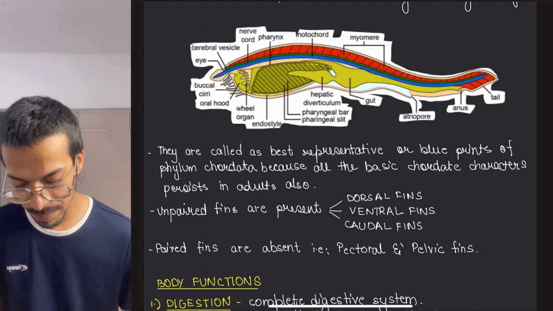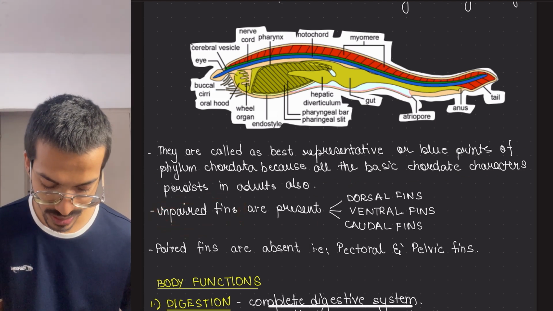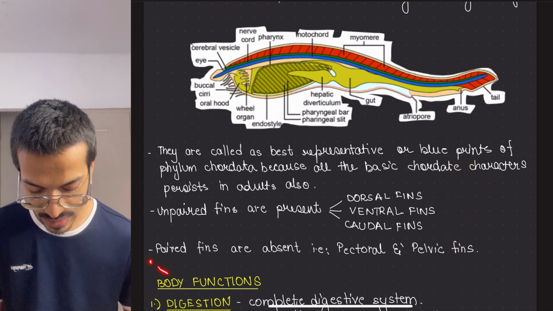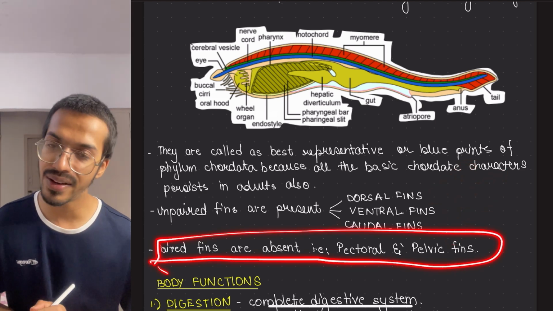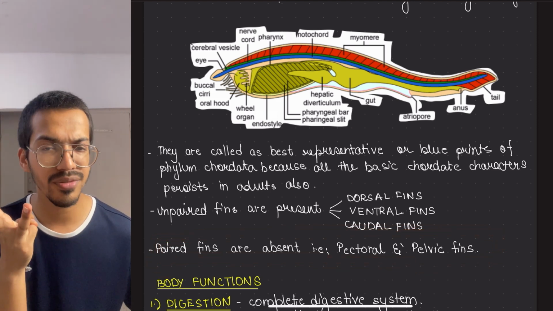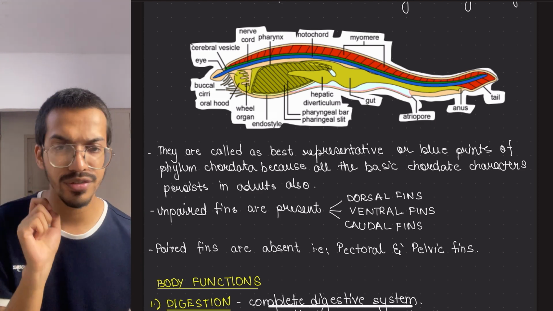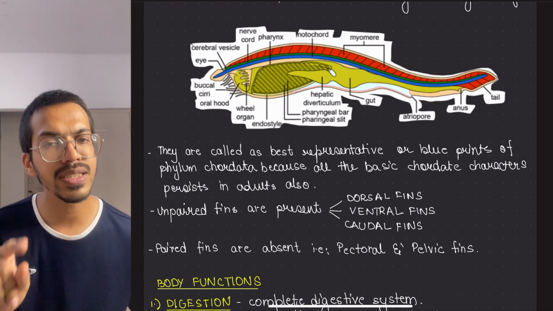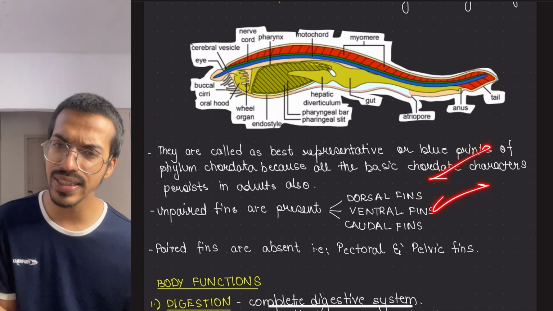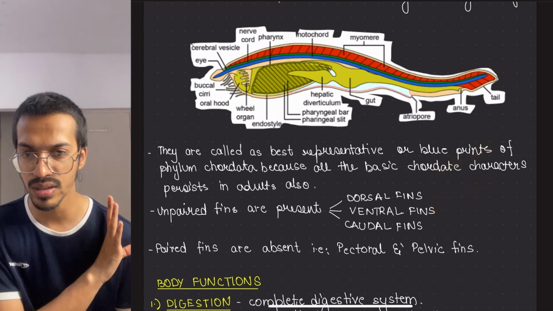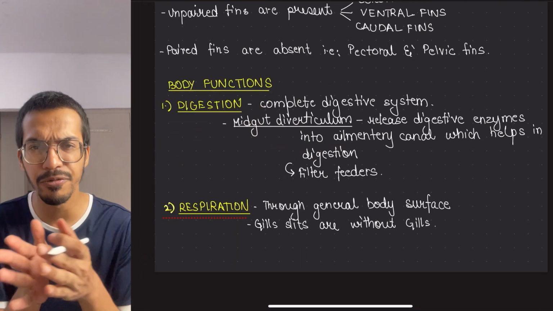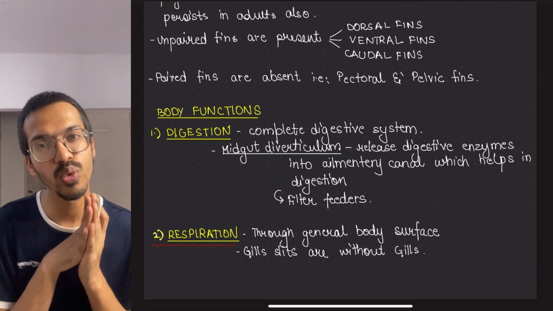Now, unpaired fins are present, which are the dorsal fin, ventral fin, and the caudal fin. Paired fins are absent, that is, the pectoral and the pelvic fins. Just remember it: three unpaired fins are present, and paired fins are of two different types. So we will remember the names: dorsal, ventral, and caudal. Caudal is the tail fin. Ventral is the anal fin. We will learn about it with time. Just read it again and again, you will get it.